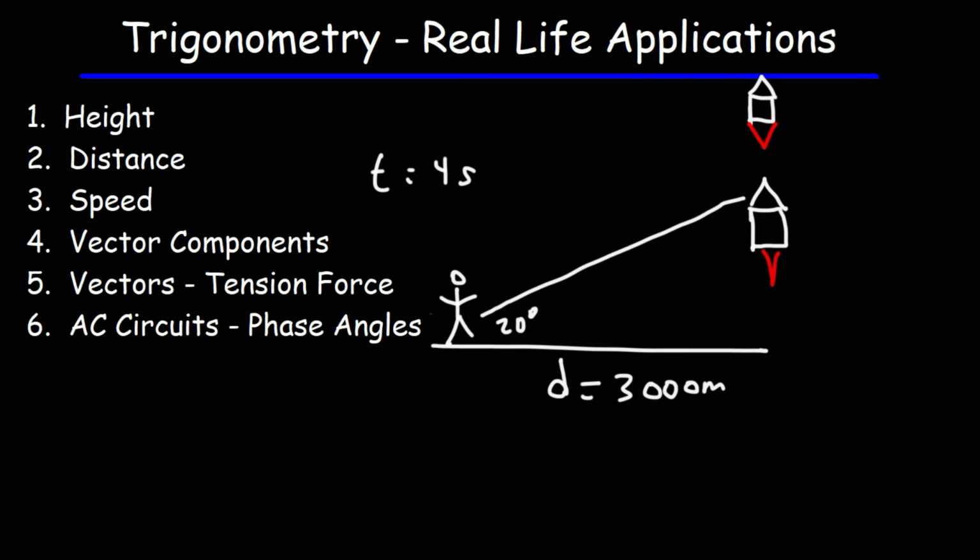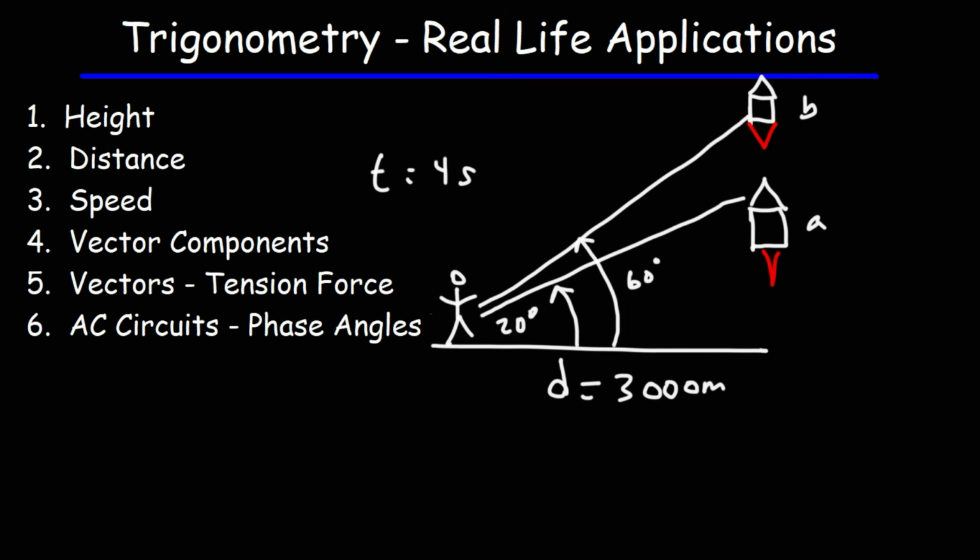So 4 seconds later, let's say the angle is no longer 20, but it's much higher than that. Let's say the angle is 60 degrees. What is the average speed of the rocket during this 4-second interval? So from point A to point B, what is the average speed of the rocket during that time interval?